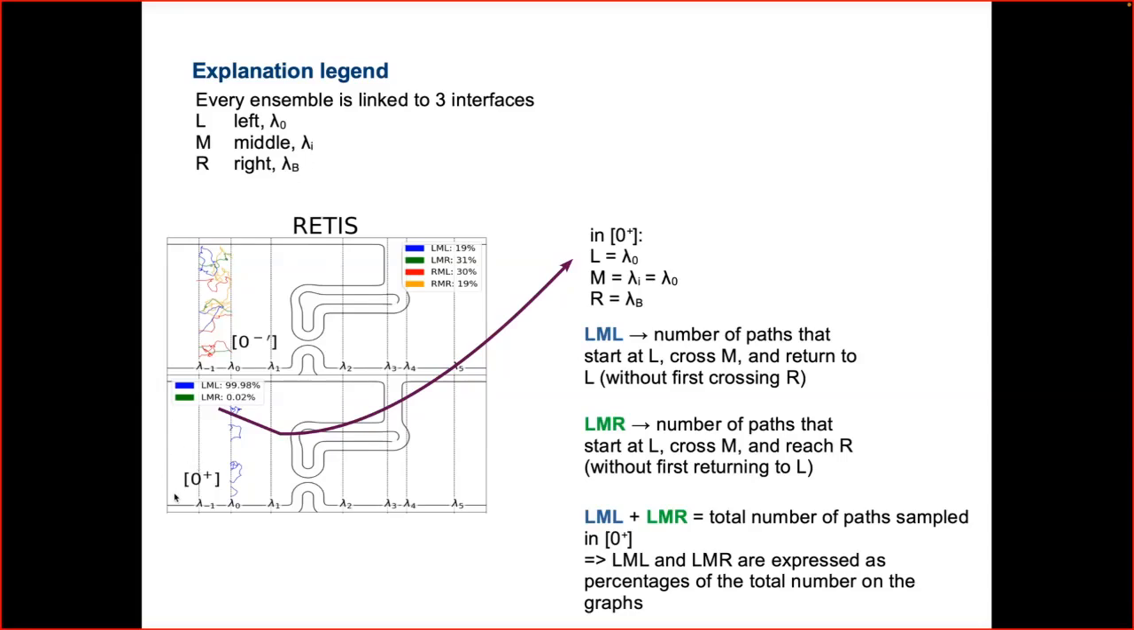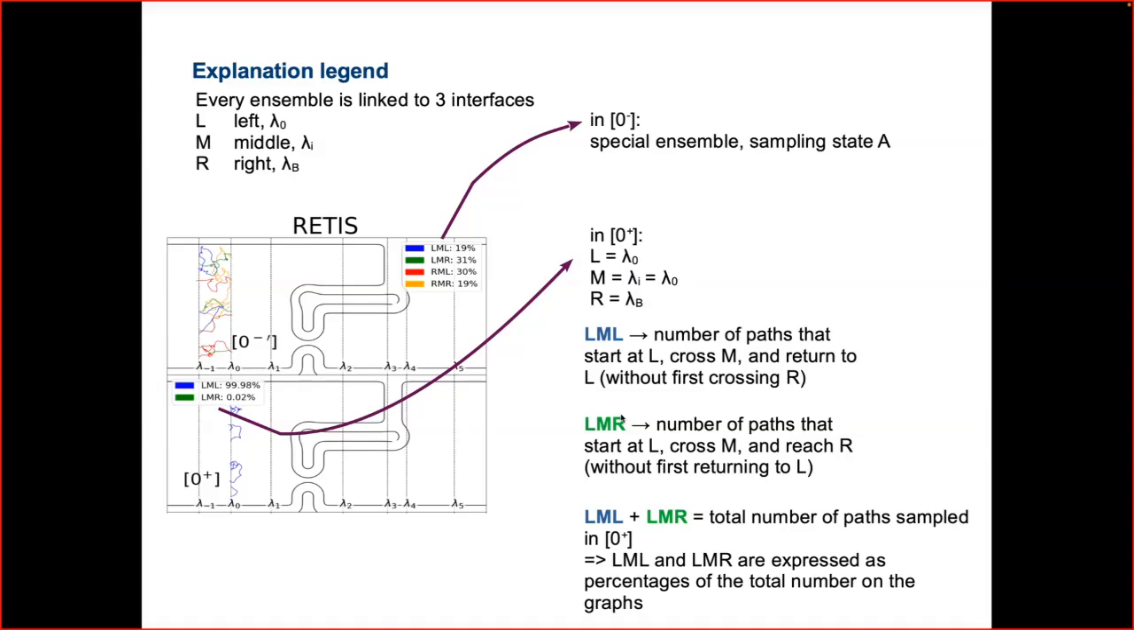Now let's look at the 0 plus ensemble. We have here those two labels. We see here that the left is lambda 0 and the right is lambda B. Now the middle interface is lambda 0 again. Now an LML path means that you start at lambda 0 and that you go back to lambda 0. So it's doing a return. This is here an example of such a path. Now, an LMR path will go all the way to the right-hand side, so it will reach state B. It is a reactive path.